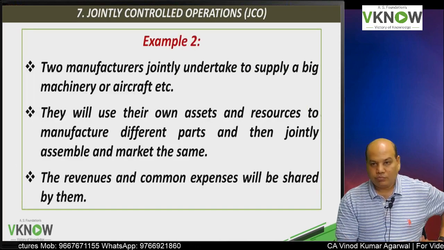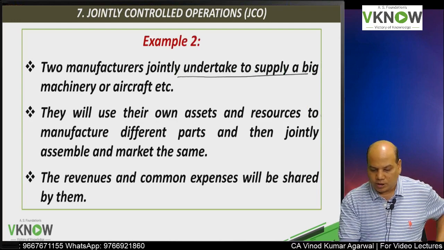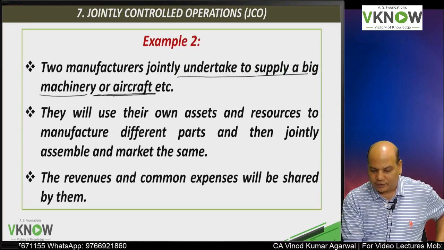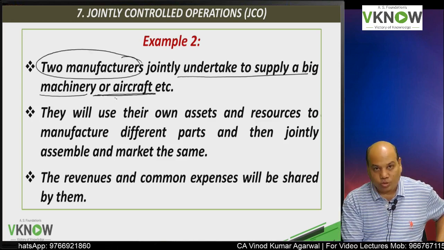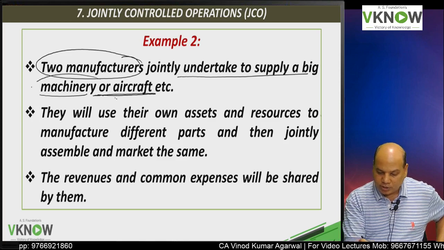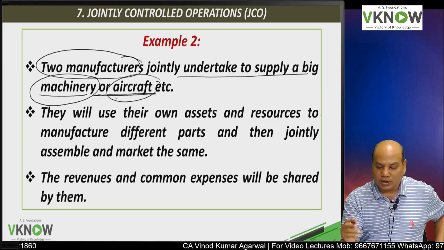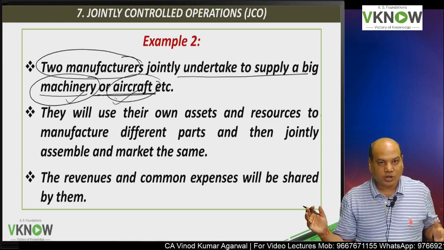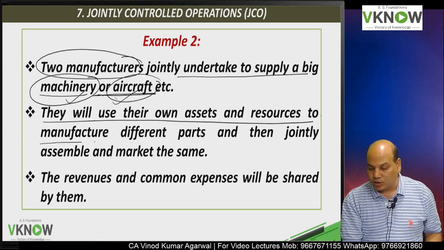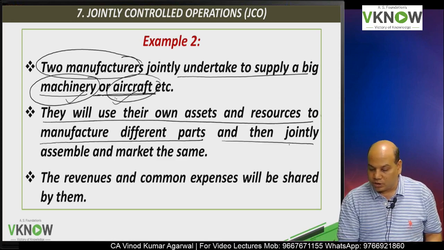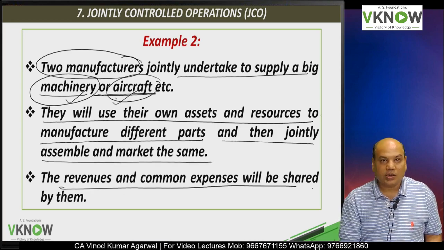One more example, two manufacturers jointly undertake to supply a big machinery or aircraft. So now two manufacturers have come together to supply a big piece of machinery or a big aircraft. Again, different skill sets are required for a big machine or an aircraft. So each will use their own asset and resources to manufacture different parts and then jointly assemble and market the same. They will agree to share revenue and expense.